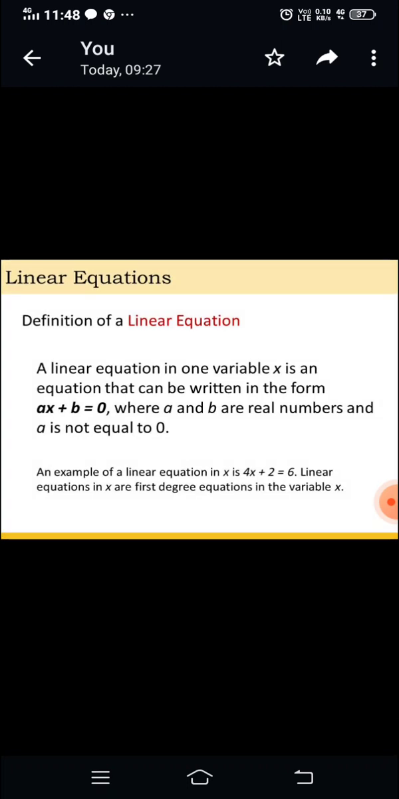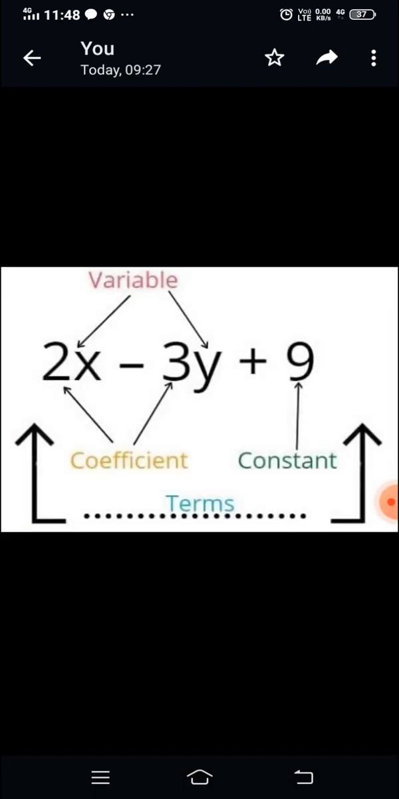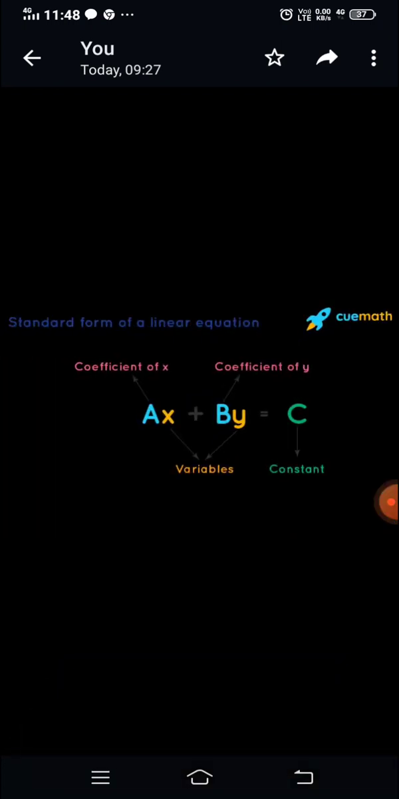We can also define it this way: if the highest power of the variable is 1, it is said to be a linear equation. The value of a variable that makes the equation true is called the solution of the equation. We can define the variables, coefficient and constant by some examples like 2x minus 3y plus 9. Here x and y are the variables, 2 and 3 are the coefficients of x and y respectively, and 9 is the constant term.